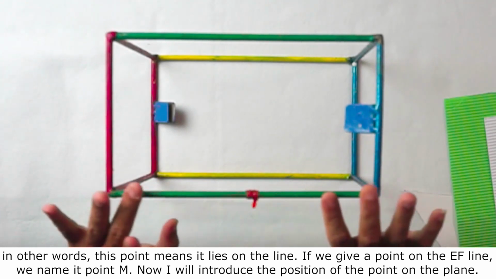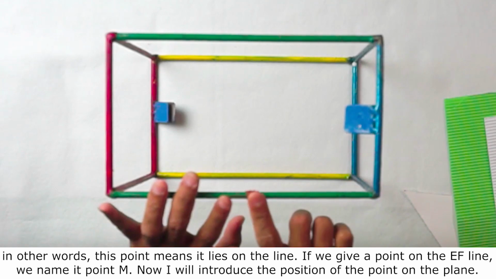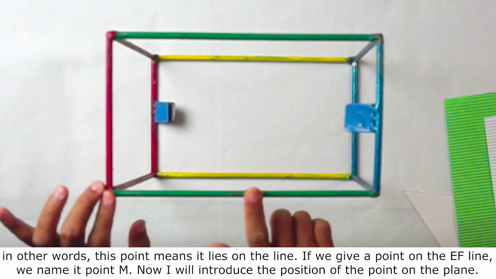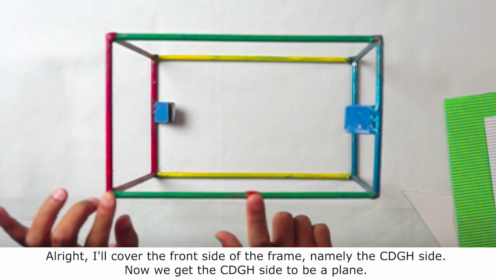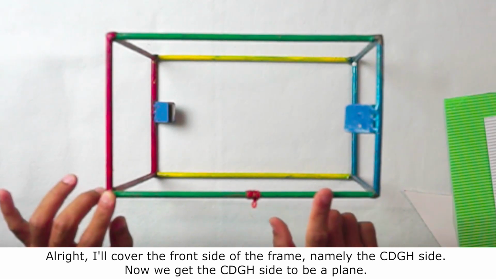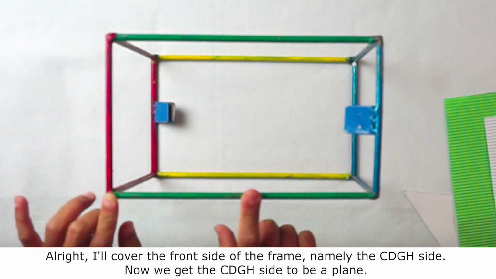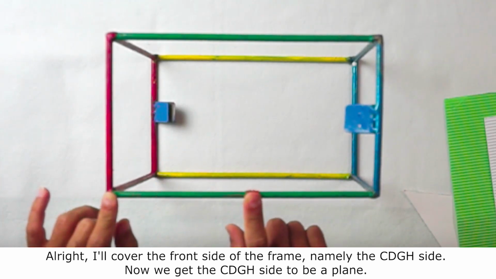Now I will introduce the position of the point on the plane. Alright, I'll cover the front side of the frame, namely the CDGH side. Now the CDGH side becomes a plane.